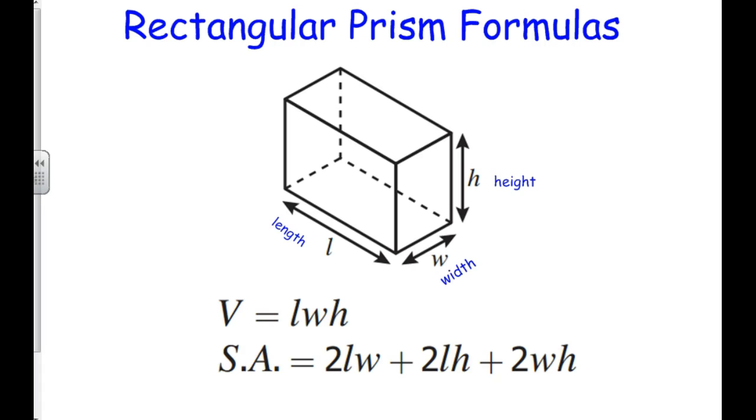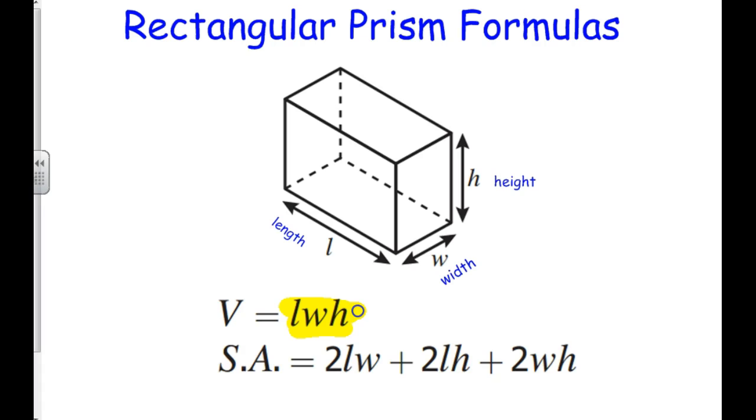The L stands for length, the W stands for width, and the H stands for height. So we know that the volume equals length times width times height. Whenever you have letters right beside each other, you know that means to multiply. So these are side by side, so we know we're multiplying.